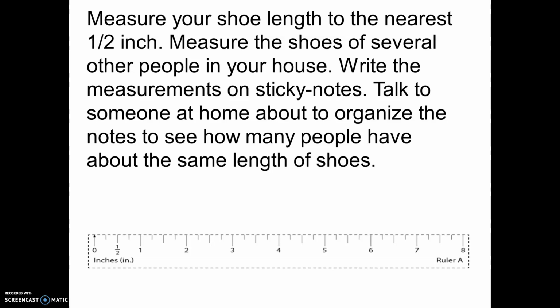And it says to write the measurements on sticky notes, or just write them on little pieces of paper. They don't have to be sticky notes. And then talk to someone at home about how to organize the notes to see how many people have about the same length of shoes. So go get shoes, measure them, write down to the closest ½ inch the length of each shoe, write it on a piece of paper, come back, and I'm going to talk you through how to organize those measurements into a line plot. And go.